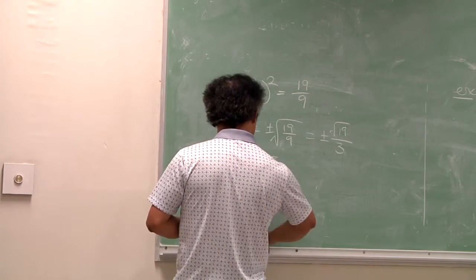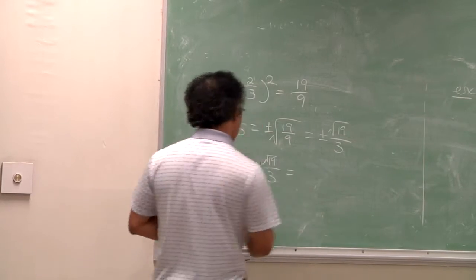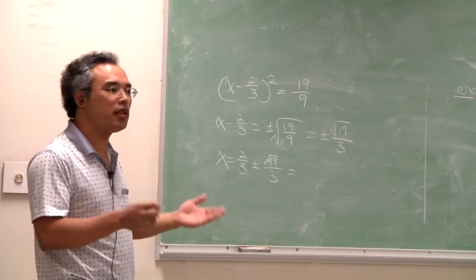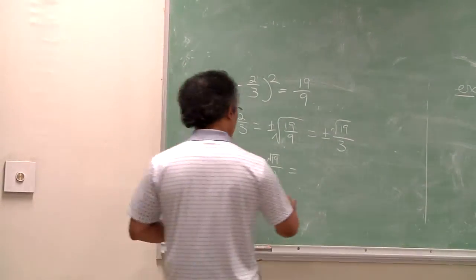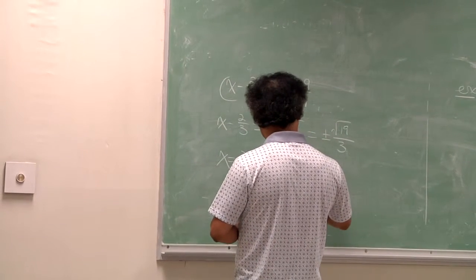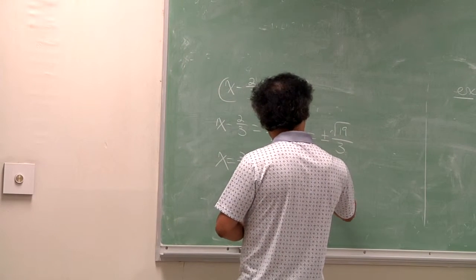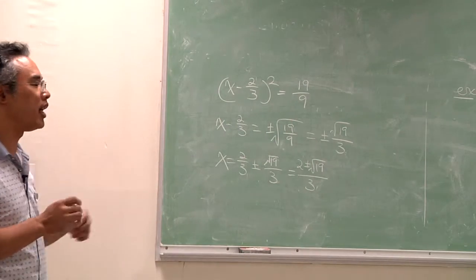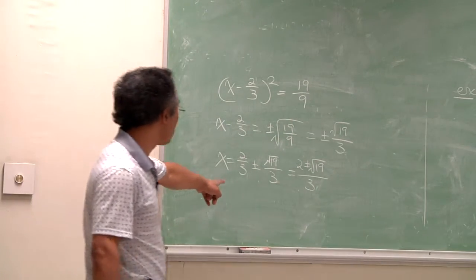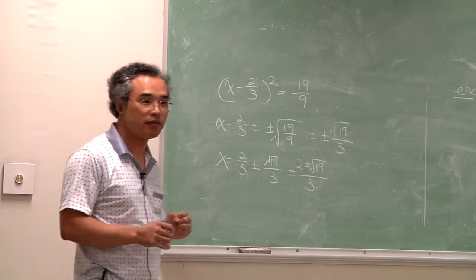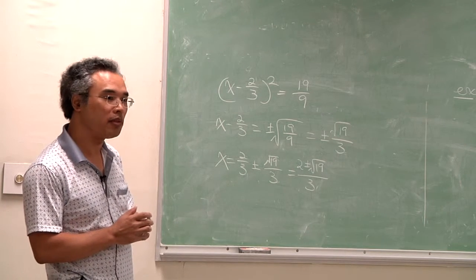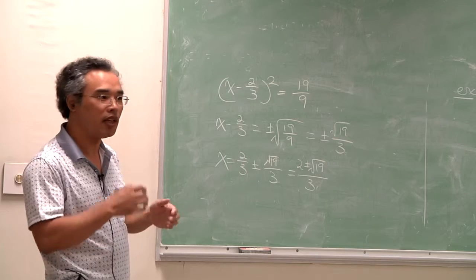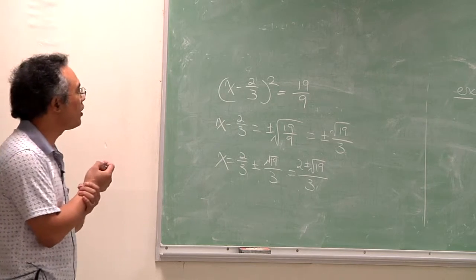Okay. So sometimes people would put everything in one fraction like this. So you put the 2 plus or minus square root 19 on the top. We got the same denominator 3, right? Okay, so this is another way to write it, another form. Any question about this problem?